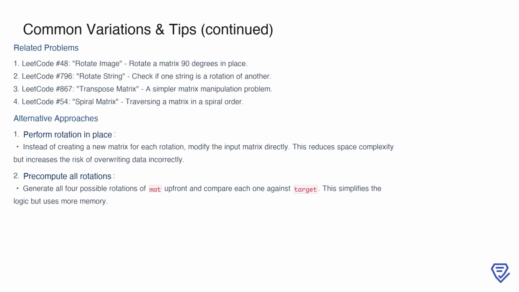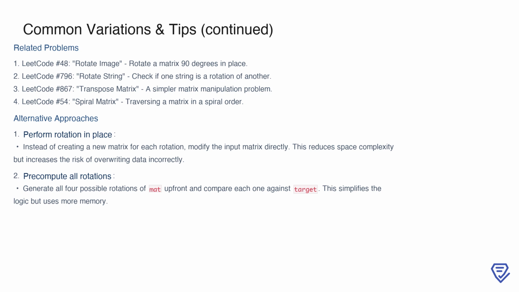This problem connects to several related LeetCode challenges that can help deepen your understanding. For example, LeetCode number 48, Rotate Image, focuses on rotating a matrix 90 degrees in place, which is closely tied to the rotation logic we use here. LeetCode number 796, Rotate String, shifts the focus to string rotations, but the underlying concept of transformations applies. LeetCode number 867, Transpose Matrix, is a simpler problem involving basic matrix manipulation, and LeetCode number 54, Spiral Matrix, explores traversing a matrix in a spiral order. These are all worth exploring as they reinforce similar skills.